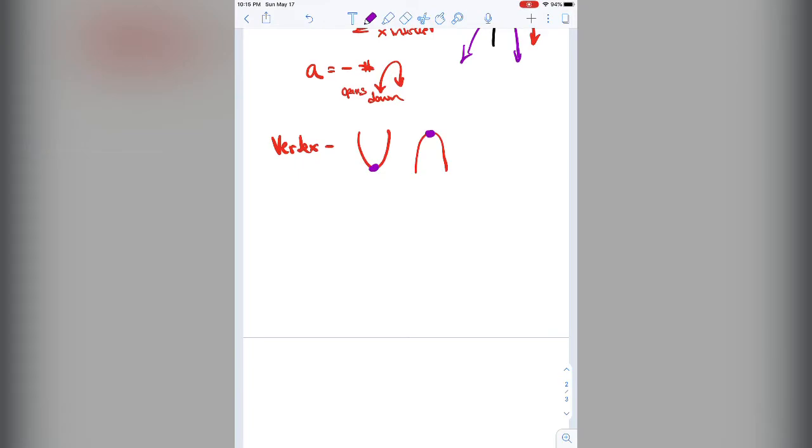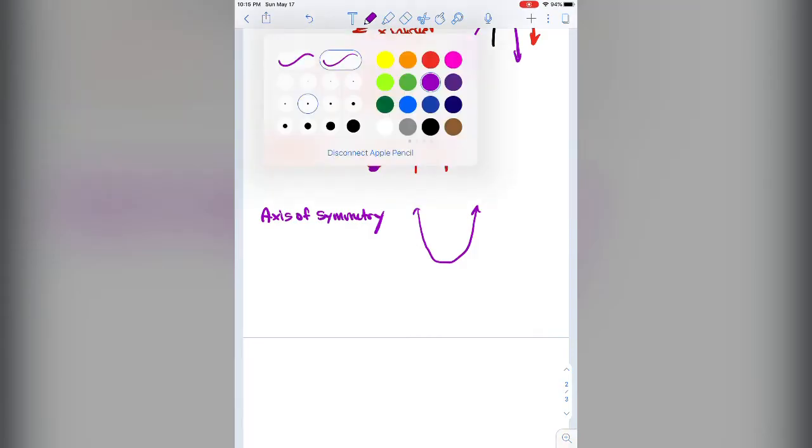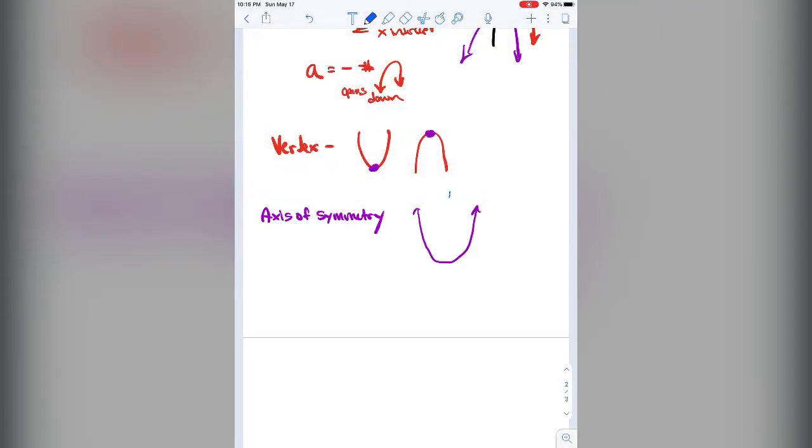The next word or phrase, axis of symmetry. Well, with our axis of symmetry, what that is, it's an imaginary line that essentially passes through the quadratic and its vertex. Since it's a vertical line, it's always going to be x equals a number.